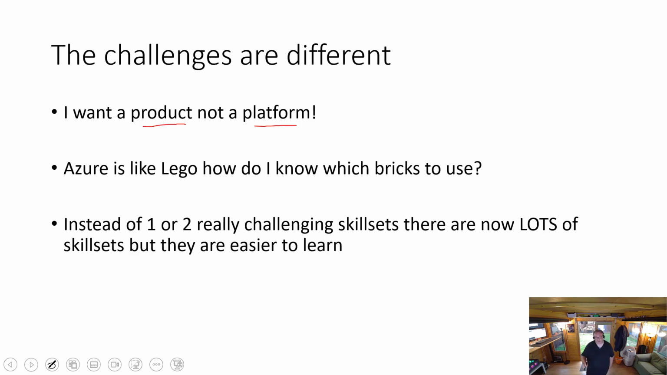And the other big challenge is, instead of learning one or two really difficult skills, there's now lots of skills to learn. We looked at the diagram before. You need to understand all those different areas, but they're much easier skills to learn. So it's really feasible. Somebody can go from zero to hero in a very short period of time with each of those different skill sets you're needing.